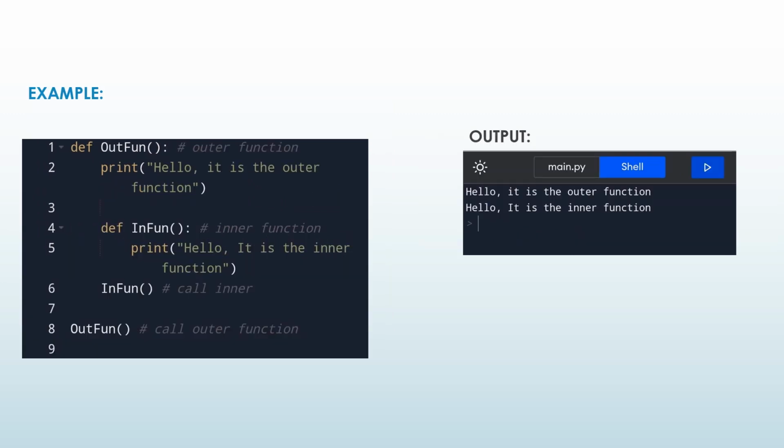For better understanding, let us look into another example. In this example, we have two functions, outFun and inFun. And we may notice that inFun is defined inside outFun. So, how did this code get executed? By looking at the output, we may see that the print statement written in outFun got executed first, and then the print statement written in inFun got executed. So outFun got executed first, and later inFun got executed, which is written inside outFun.